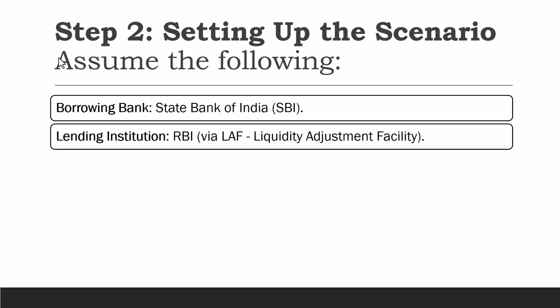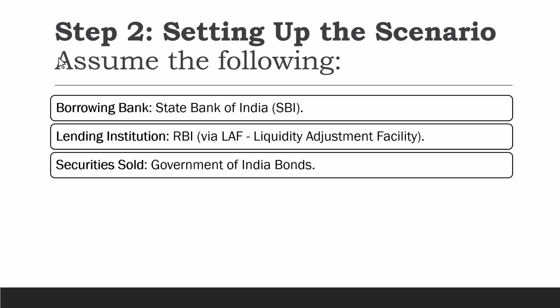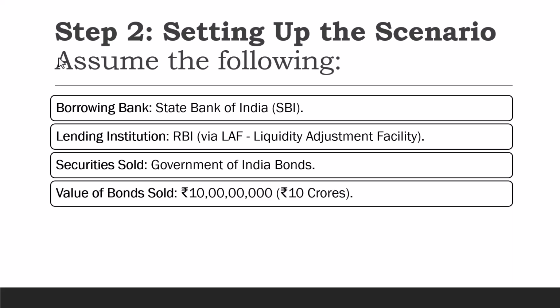So there is a liquidity adjustment facility of RBI under which they give money to the other banks. So securities sold, Government of India bonds. What State Bank of India is going to do is they are going to hand over the securities to RBI for taking that loan. Value of the bond sold, 10 crores.